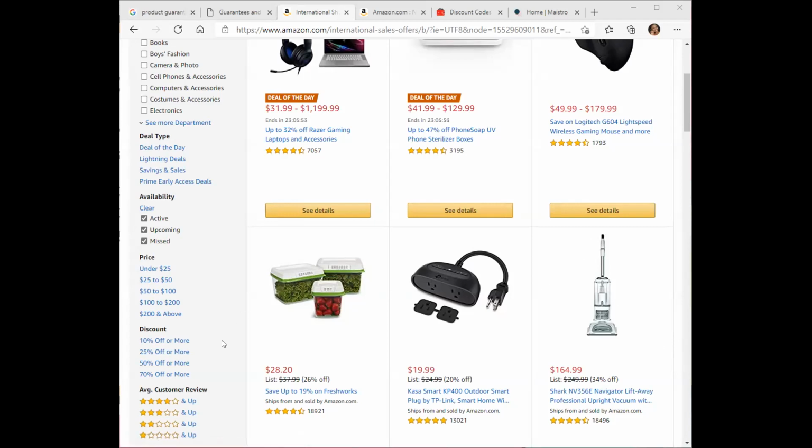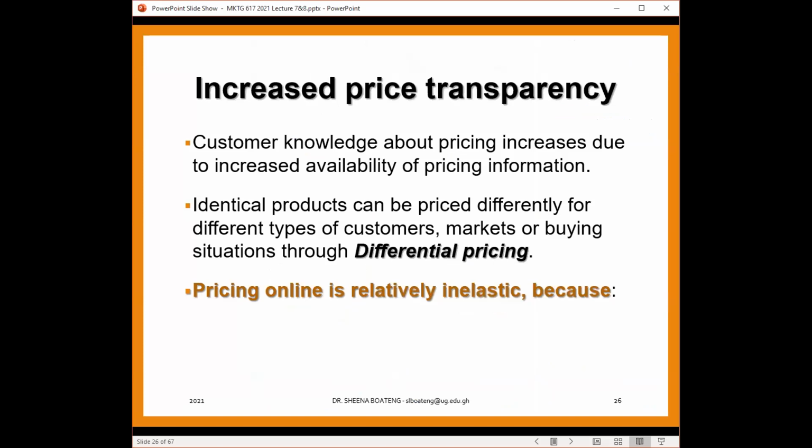So these are typical examples of differential pricing. However, going back to our slides, there's something we need to take cognizance of, and that is the fact that pricing online is relatively inelastic, right? In terms of the fact that we cannot clearly equate increase in price to reductions in what? Purchase. Nene, please go ahead.